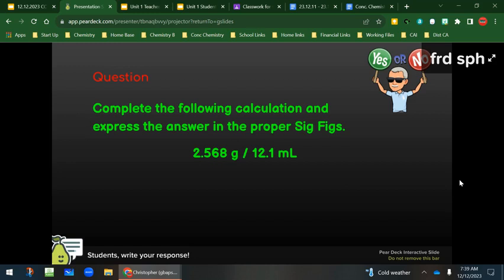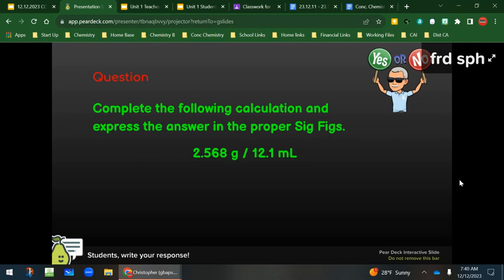Now, when we do this, what kind of number do we get? Is it larger than 1 or less than 1? Less than 1. And here's where you've got to be careful. The rules for multiplication and division are different than the rules for addition and subtraction. Multiplication and division, we look at how many sig figs are in each number. So, Daniela, how many sig figs are in this number right here? 2.568. 4. How many are in 12.1? And we take the smaller number, and that's what our answer goes to. That's what our calculation goes to.